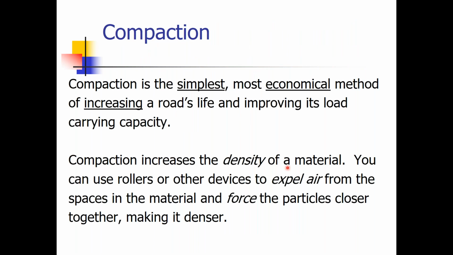In general, compaction is probably, if you look across the spectrum, the easiest, the simplest. It's going to save you the most money in trying to keep a road's life going. It's also going to help with how much load capacity it can carry on a daily basis, because it's so compact, so dense, that hopefully it's going to hold a whole lot longer. It's going to allow less water to infiltrate as well. Compaction increases the material's density. It takes all these different pieces and smushes them together. It makes them tight. You can use rollers. There are other devices that are approved to get the air out of those areas. You want to force those particles as close together as you can, get it as dense as possible.